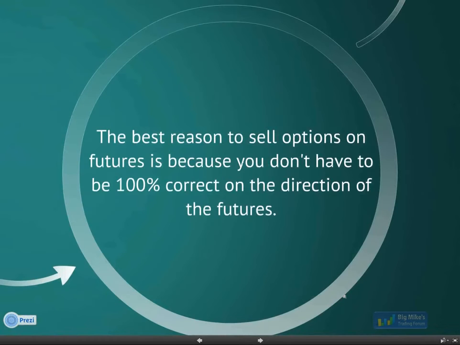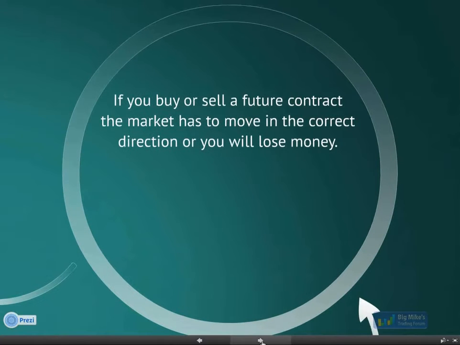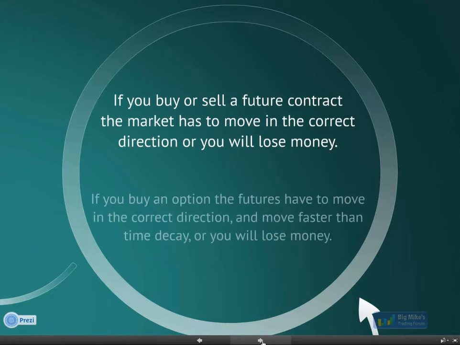The best reason to sell options on futures is because you don't have to be 100% correct on the direction of the futures. There's some room for margin for error there. If you buy or sell a future contract, the market has to move in the correct direction or you'll lose money. If you buy a future, price has to go up or you're going to lose money or make nothing. If you sell a future, the price has to go down for you to make money.